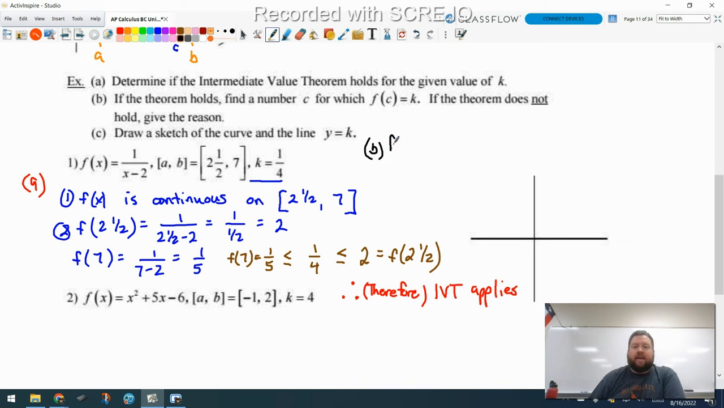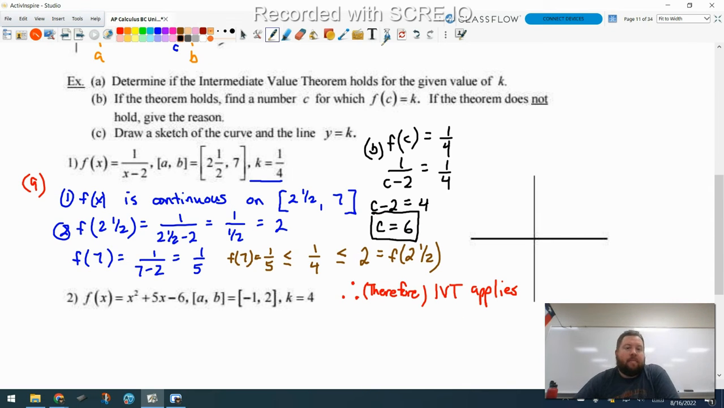All right, so this says that f of C is equal to K. K is 1/4. Well, f of x is over here, so just plug in the letter C for x, and that's 1 over C minus 2 is equal to 1/4. You could cross multiply, or you can just see, since the numerators are the same number, just set the denominators equal to each other. C minus 2 is equal to 4, so C is equal to 6. And that's the answer to part B.